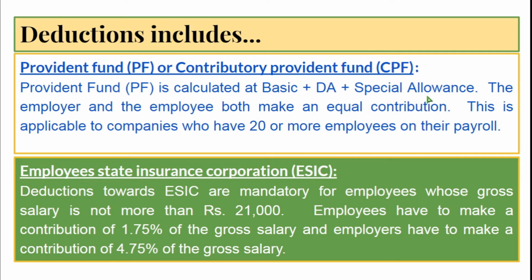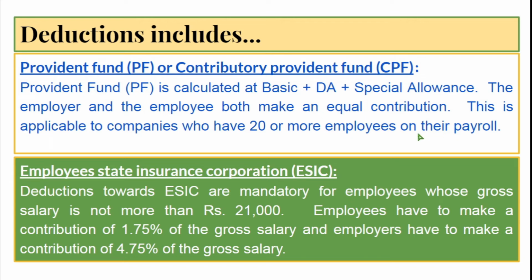The employer and the employee both make an equal contribution of 12% each. 12% will be deducted from the employee's salary and 12% will also be paid by the employer. This is applicable to companies who have 20 or more employees on their payroll. These days, some companies or government departments deduct CPF instead of PF. The basic difference between the CPF and PF is like this.